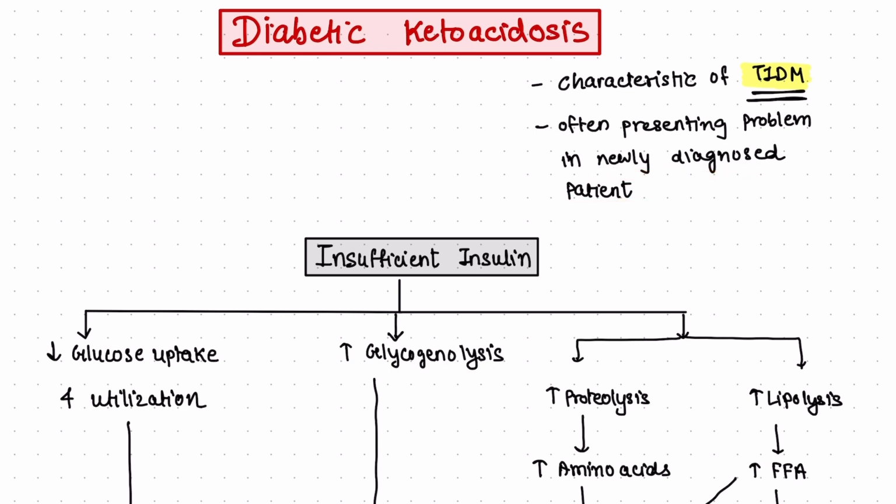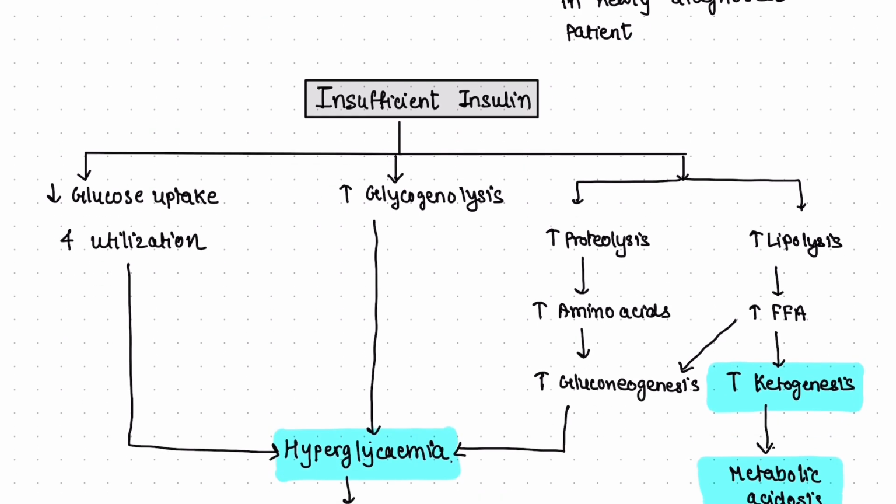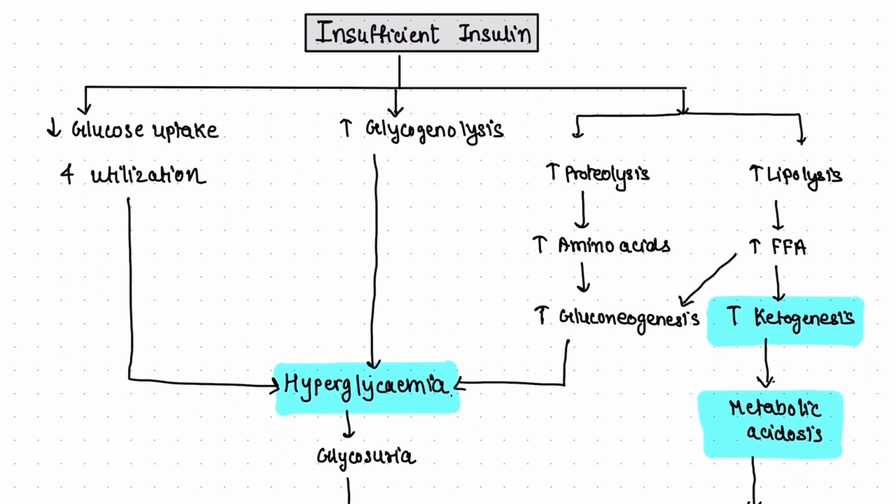Now what is the pathophysiology of DKA? So the problem arises because of insufficient insulin. Because of the insufficient insulin, there will be decreased glucose uptake and utilization, increased glycogenolysis, increased proteolysis, and increased lipolysis. So, there will be glycogen breakdown, protein breakdown, and lipid breakdown.